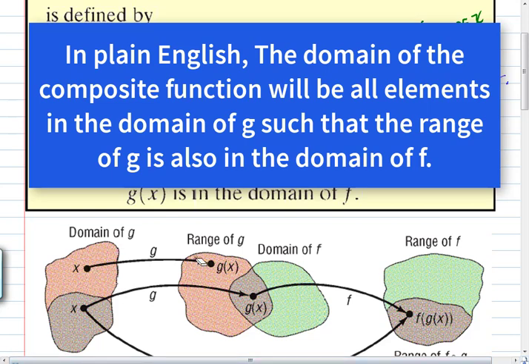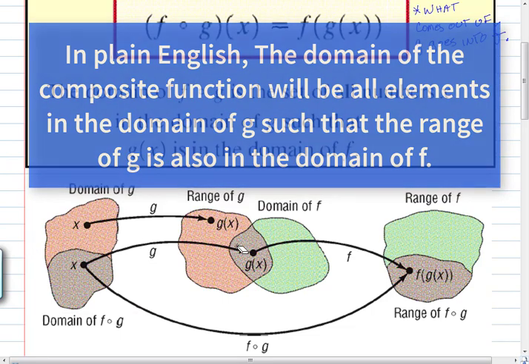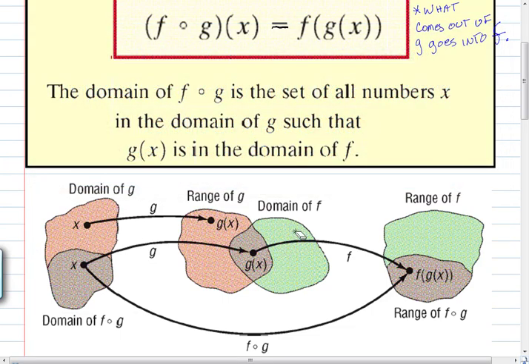You plug x's in, you get y's out. But some of these elements that are in the domain of g may give you values in the range that are not in the domain of f. Well, what comes out of g, right here, the range of g, has to be put into f. So where these overlap, that then becomes the domain of our composite function.